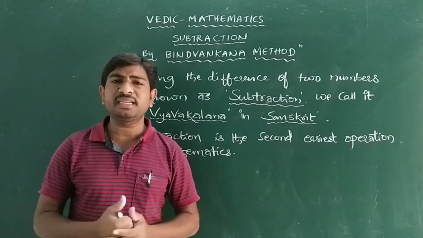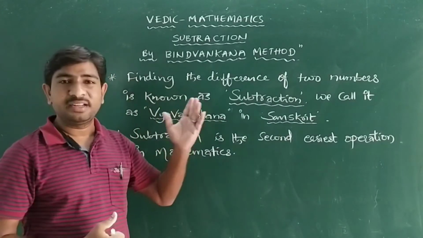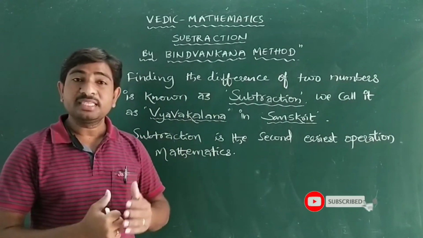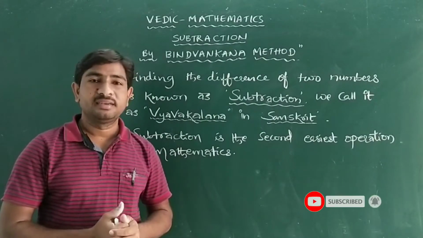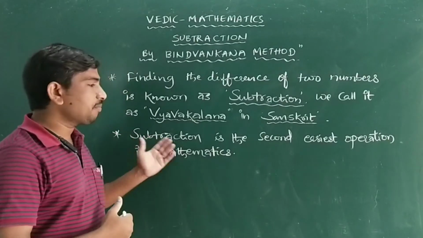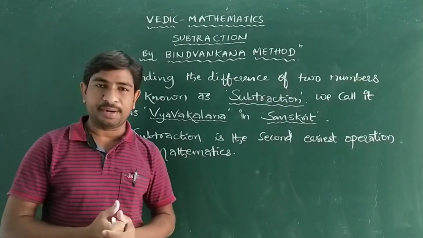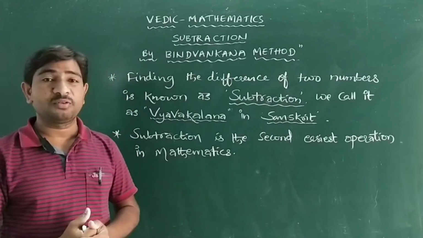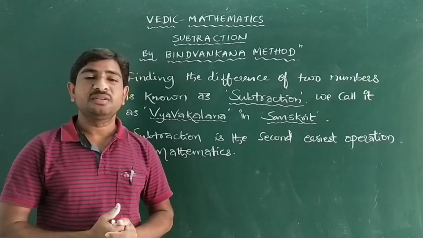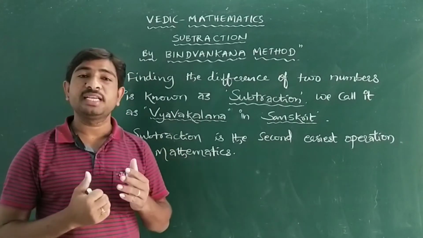We know that it is very easy. So subtraction, what is that? Finding the difference of two numbers is called subtraction. Subtraction is also known as Vyavakarana in the Sanskrit language. Subtraction is the second easiest operation among our mathematical operations. Basically we have four fundamental operations: addition, subtraction, multiplication, division. Among these, the second operation, subtraction, is the easiest.